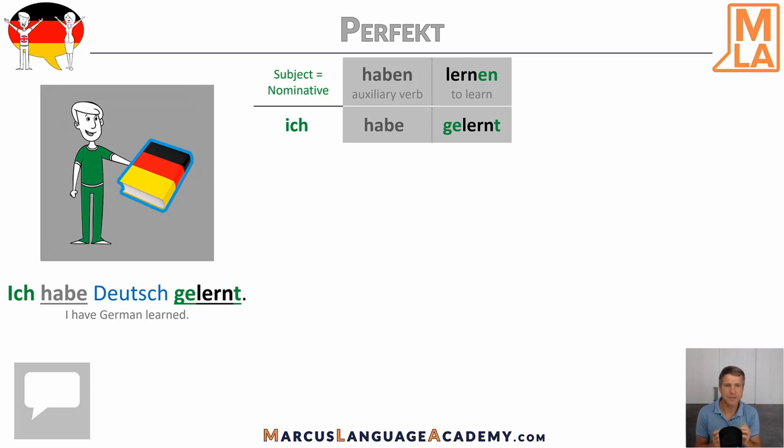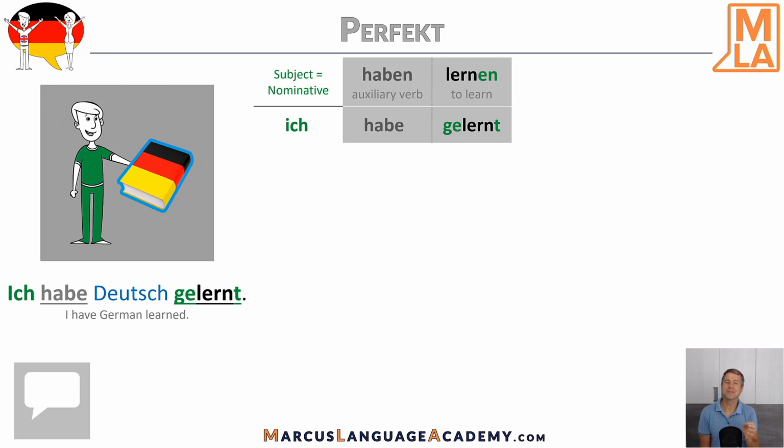The participle is formed with the prefix ge, and the root of the verb plus the ending t. Our example sentence here is Ich habe Deutsch gelernt. Literally that means I have German learned. You can see that the auxiliary verb is in position 2 and the participle is at the end of the sentence, and the gray background color reminds us of the use of the perfect.